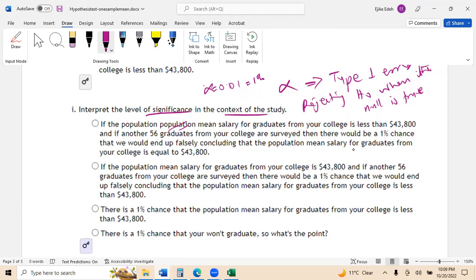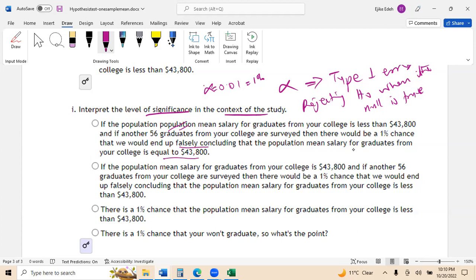So the first one says, if the population mean salary for graduates from your college is less than 53,800, and if another 56 graduates from your college are surveyed, then there would be a 1% chance that we would end up falsely concluding that the population mean salary of graduates from your college is equal to this value, right? Okay, so is falsely concluding a type 1 error?